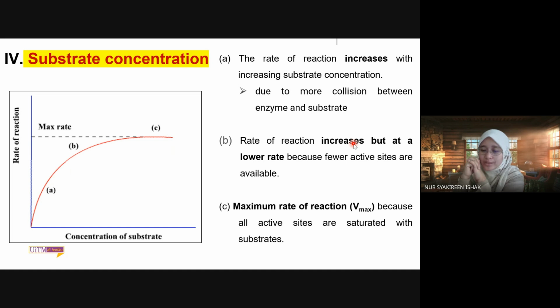Okay. So for this graph, as you can see, it produces this type of graph, where it has 3 points. Okay, three points that you have to know what happened at these 3 points of the graph. Okay, so substrate concentration, x-axis is the one that you manipulate. So you keep on increasing the substrate concentration to see the rate of reaction. Okay, so point A here.